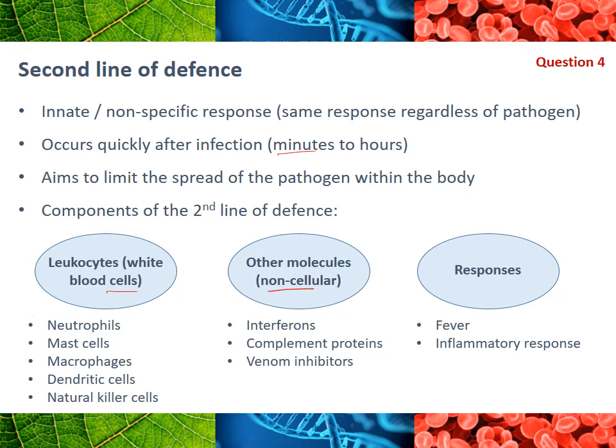And then it's good to just have an understanding that we have a couple of responses that you'll notice when we go through include a lot of these things, but they are specific responses. So we're going to look at fever and the inflammatory response. We'll look at those on Friday. Okay, but today we're going to look at these cells. Okay, neutrophils, mast cells, macrophages, dendritic cells, and natural killer cells. You need to know each of these and what they do.